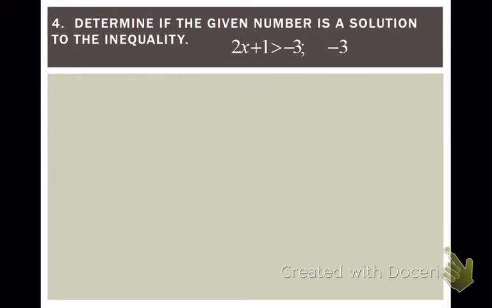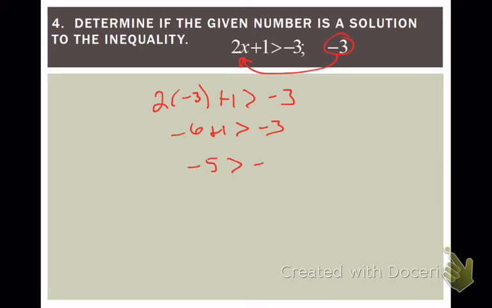So for example, if I want to know if -3 is a solution to this inequality, then I'm going to quite literally take this -3 and plug it in for that x. So instead of taking 2 times x, I'm going to take 2 times negative 3. Right? 2 times negative 3 is negative 6. Negative 6 plus 1 is negative 5. And we get negative 5 is greater than negative 3. Is negative 5 greater than negative 3? No, it's not. So, negative 3 must not be a solution.